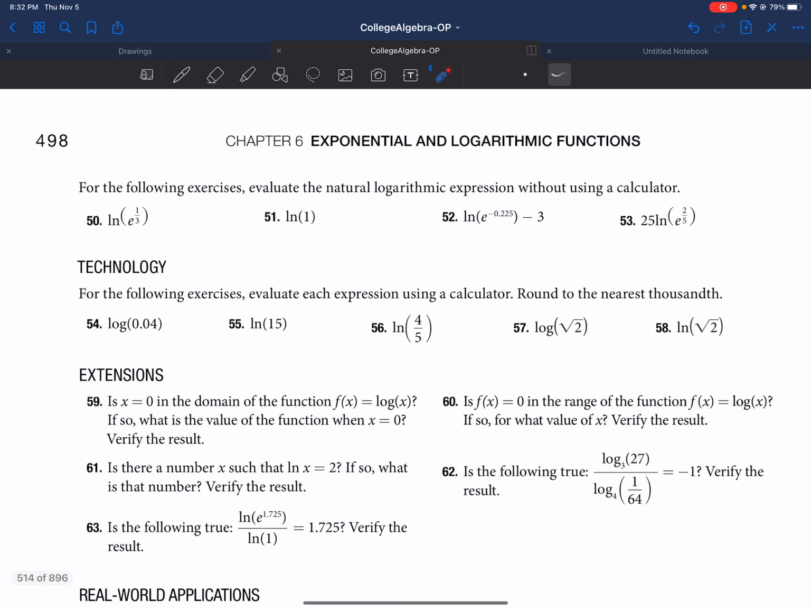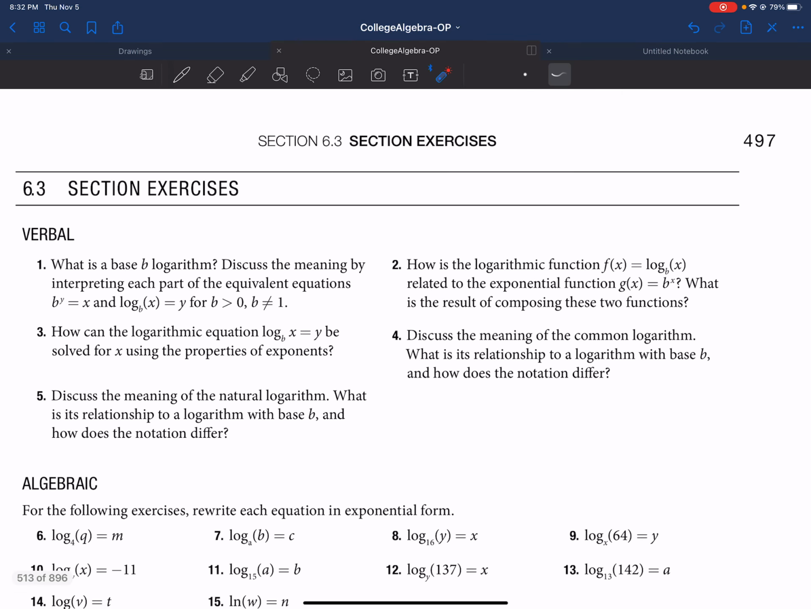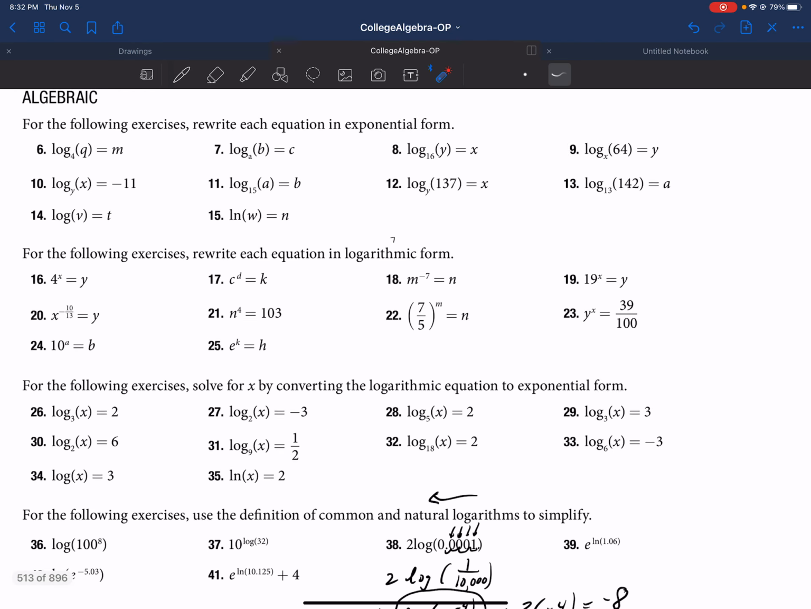And so any of these, mess around with the e. So that's e, and since that's an e and an e there, they wipe each other out. That answer is 1/3. This one is whatever negative 0.225 minus 3 is, because those would wipe each other out. And so that's how you do the problems in this section.